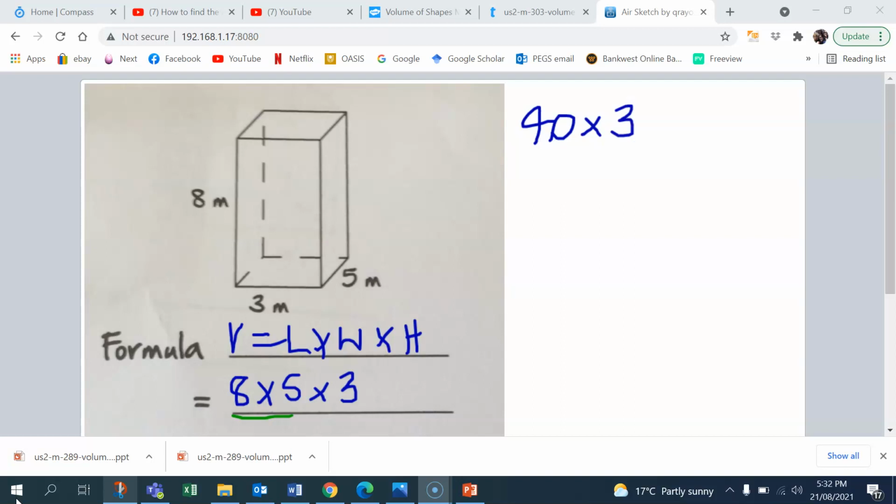Okay, so I need to work out what 40 times 3 is. I know that 4 times 3 is 12, and I know that 0 is a placeholder, so I'm going to add that there. So the volume of our rectangular prism is 120, and they're measuring in meters cubed. I'm just going to check that with my calculator. Yep, 120 meters cubed.